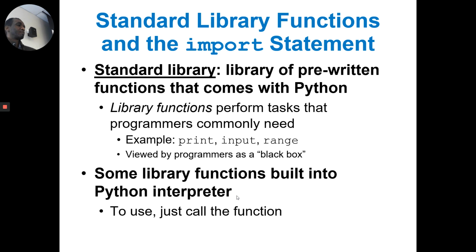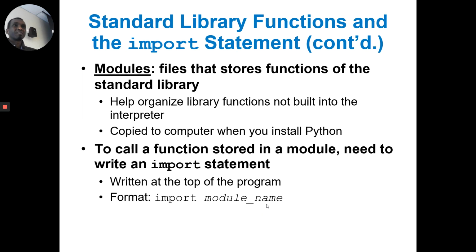Then we have some built-in functions called standard library functions. This is a library of pre-written functions that comes with Python. They perform tasks that programmers commonly need, like print, input, range, and are viewed by programmers as a black box. Some library functions are built into the Python interpreter; to use them, just call the function. And almost every high-level language has built-in functions, okay? Especially some of the math functions. I mean, they're regularly used, so you call them when you need them.